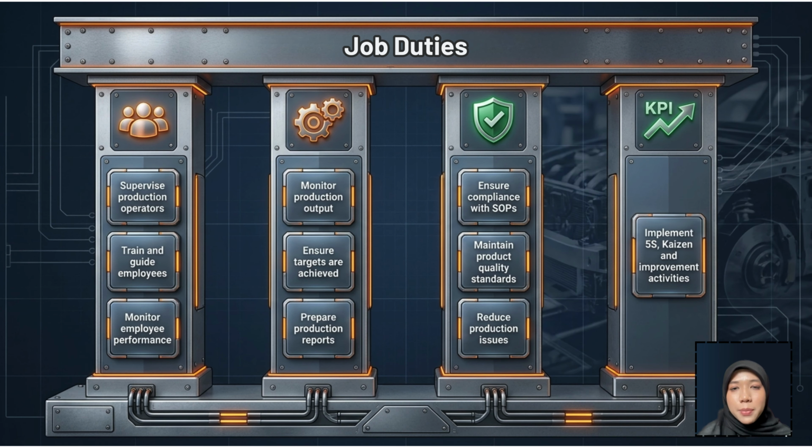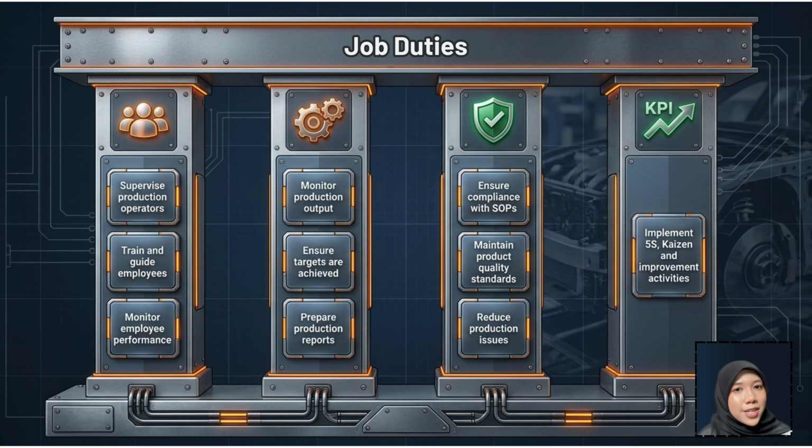Next, I will explain the main job duties of a production supervisor. The first responsibility is managing people. The production supervisor needs to supervise production operators, arrange employee training, monitor attendance, evaluate employee performance, and create a positive working environment. The second responsibility is maintaining production standards.